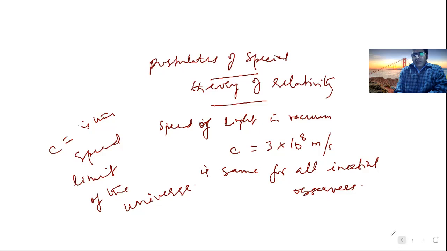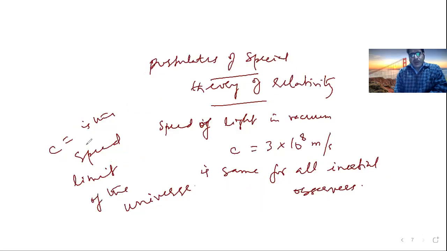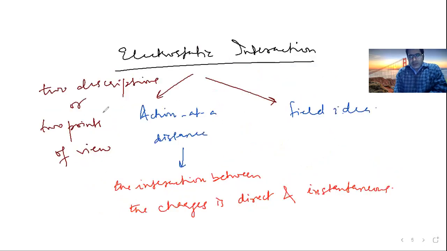Now this contradicts the action at a distance idea. When we say that the interaction between the charges is instantaneous, we contradict this speed limit of the universe, c. When we say it is instantaneous, speed is infinite, and infinite is greater than c. Therefore, this action at a distance idea has been discarded.